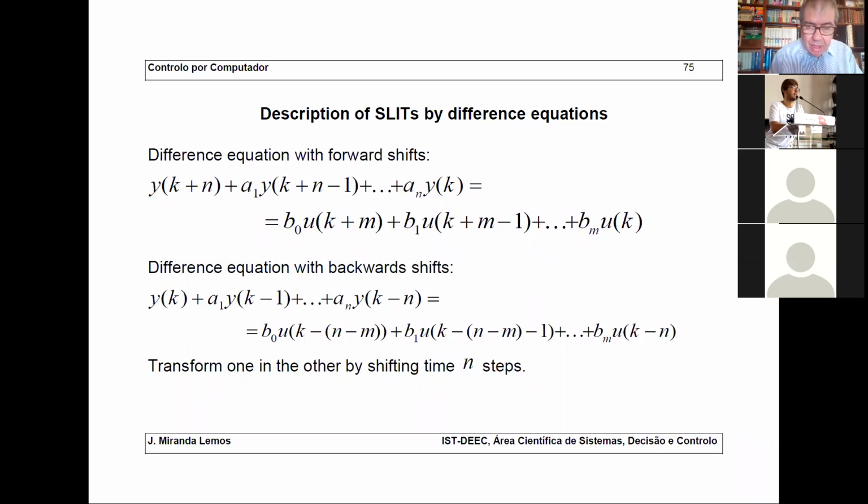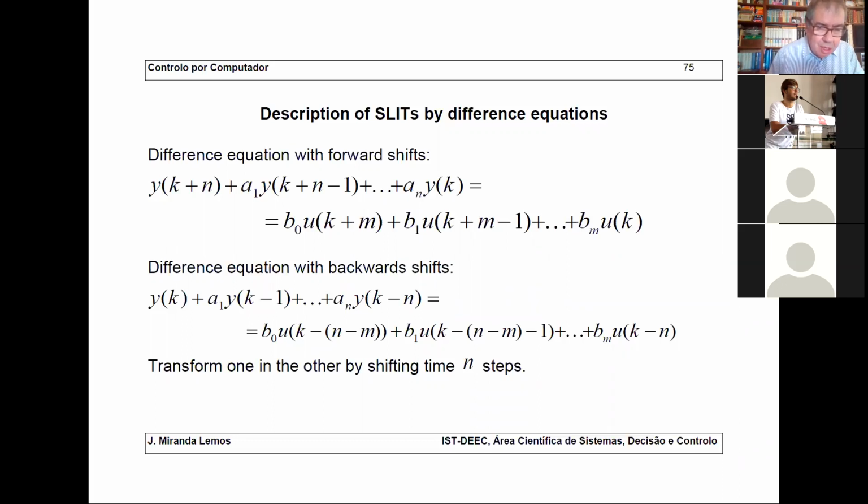Now, in discrete time, later we are going to define the Z transform and the transfer function and so on. And n is the number of poles, and m will be the number of zeros. And the delay is nothing more than the difference between the number of poles and zeros. Which is quite nice in discrete time. This does not happen in continuous time.